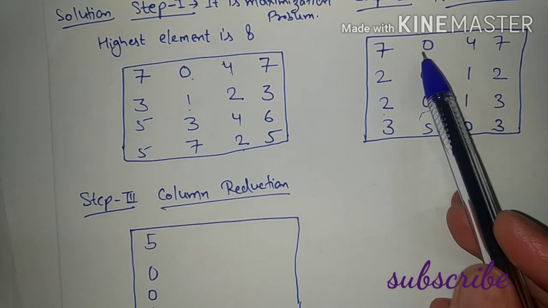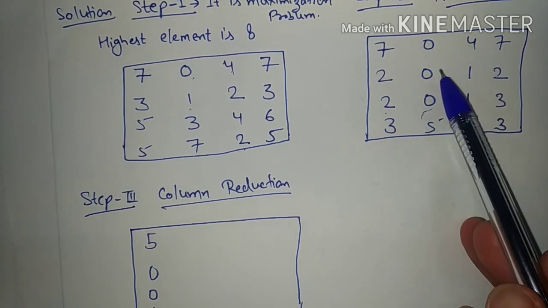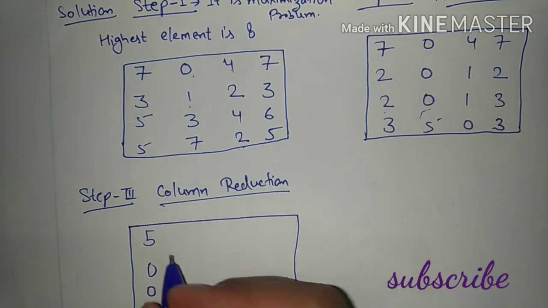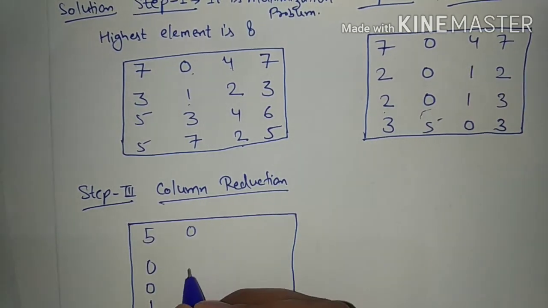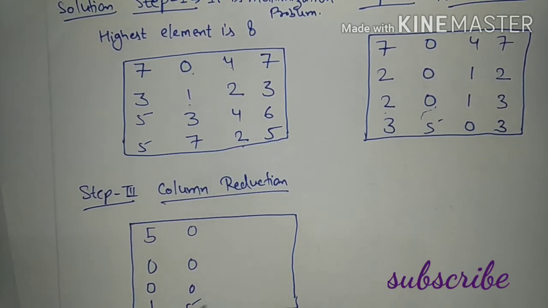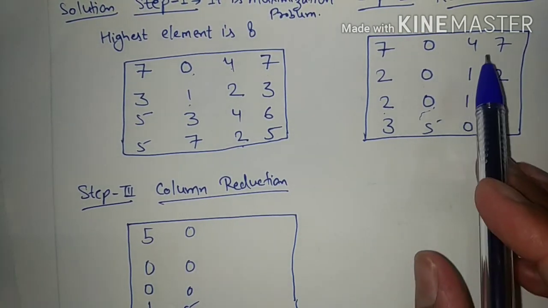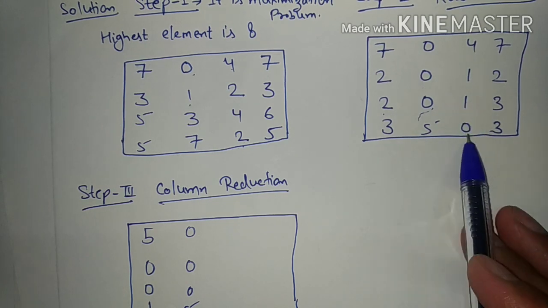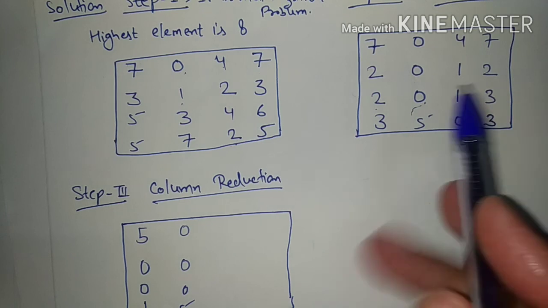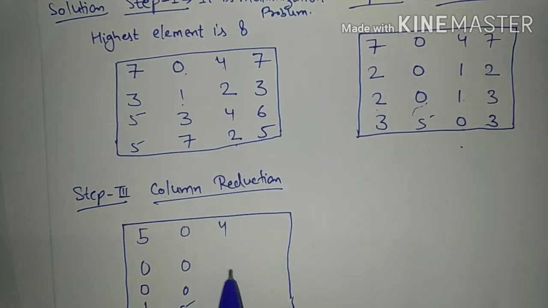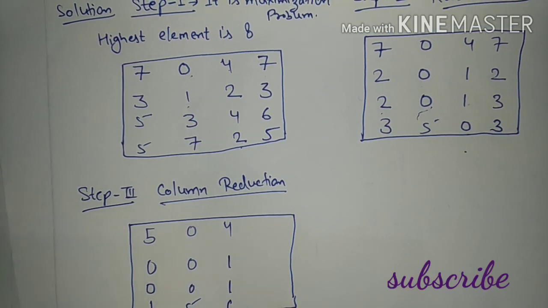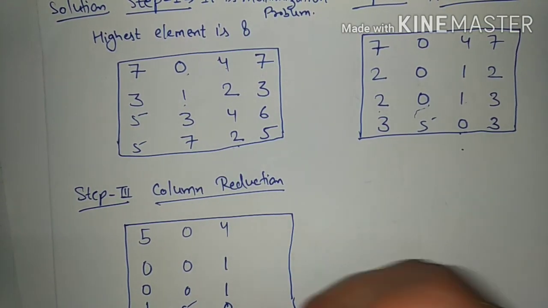In column 2, the minimum element is 0, so let us subtract 0 from each element of column 2. 0 minus 0 equals 0, 0 minus 0 equals 0, 0 minus 0 equals 0 and 5 minus 0 equals 5. In column 3, the minimum element is 0, so let us subtract 0 from each element of column 3. Now 4 minus 0 is 4, 1 minus 0 is 1, 1 minus 0 is 1 and 0 minus 0 is 0.